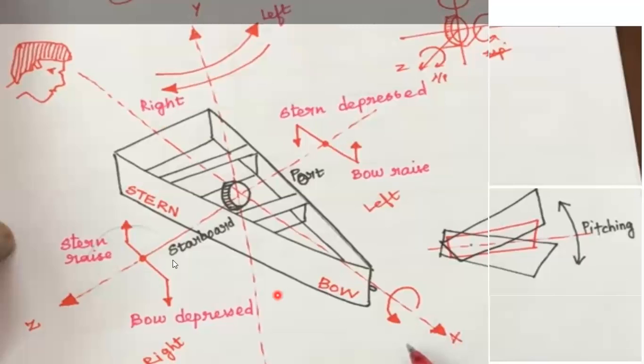If the boat turns the right side, it means the stern, the backside of the boat, will be rising, and the bow will be depressing. So this is the basic condition for the clockwise direction, looking from the stern. So like this, we can generate 8 different cases.